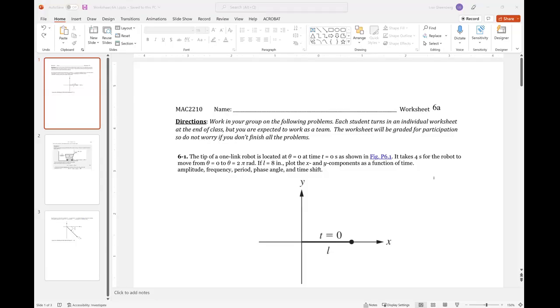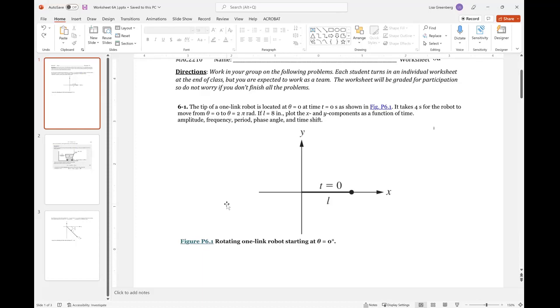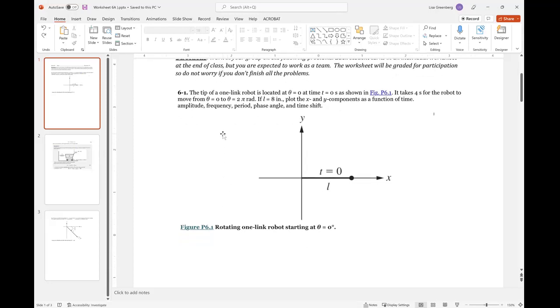All right, well, now we're gonna do worksheet 6A. This was a worksheet that was given out in the in-person classes. So I am gonna record the solution for this and hopefully you will understand. If you don't understand, please let me know. I'm happy to help.